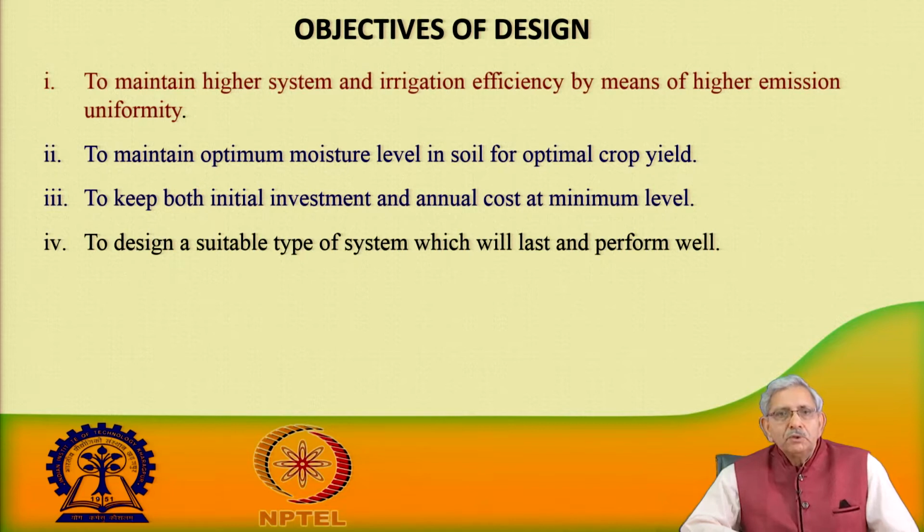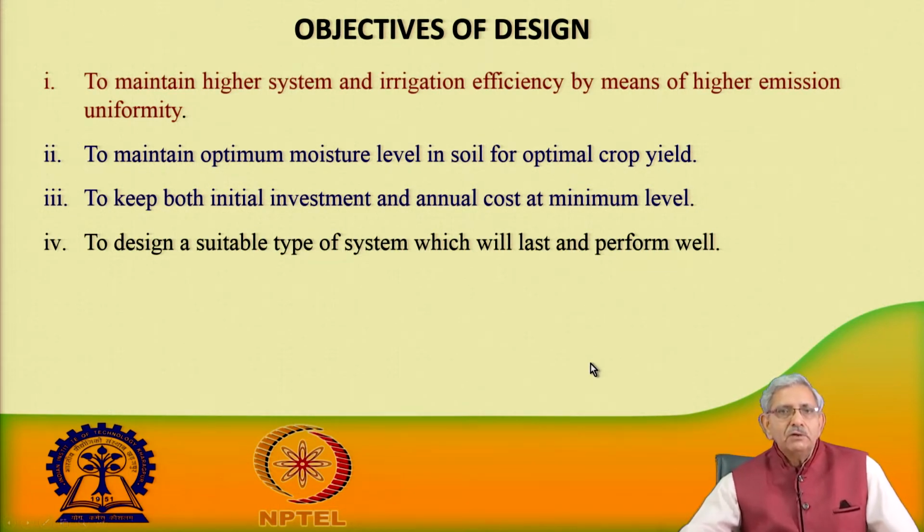To keep both initial investment and annual cost at minimum level. This is a very important thing when we are deciding a particular design and layout. We have to see that the investment is minimum, means there should be minimum fittings within the system, and also see that energy cost, which is an annual cost, matters. If it is properly designed, we will get the annual cost reduced. So, we should aim for this point also.